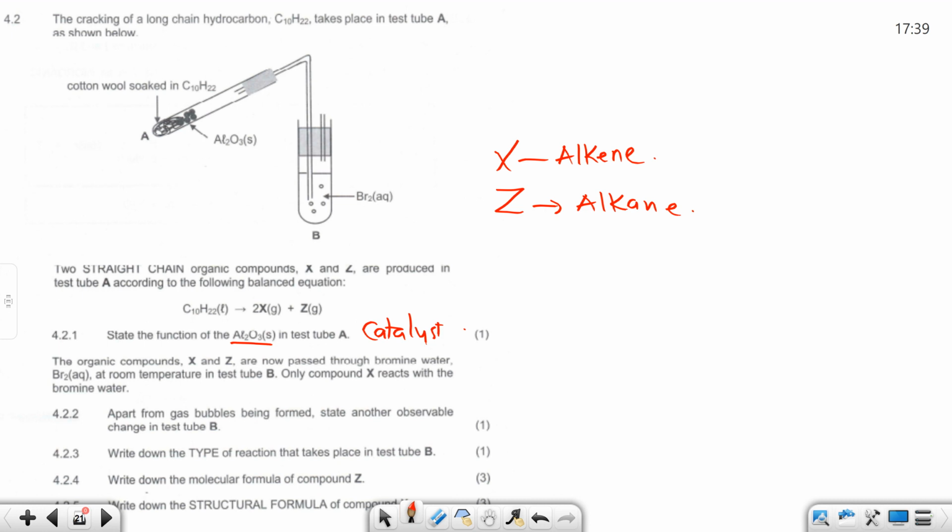Alkenes. What are alkenes? Unsaturated will change the brown color to colorless. I remember that I even played a video. The one that did not change is saturated. Alkenes change. Bromine is brown. When you use unsaturated, brown bromine changes into what? Colorless.